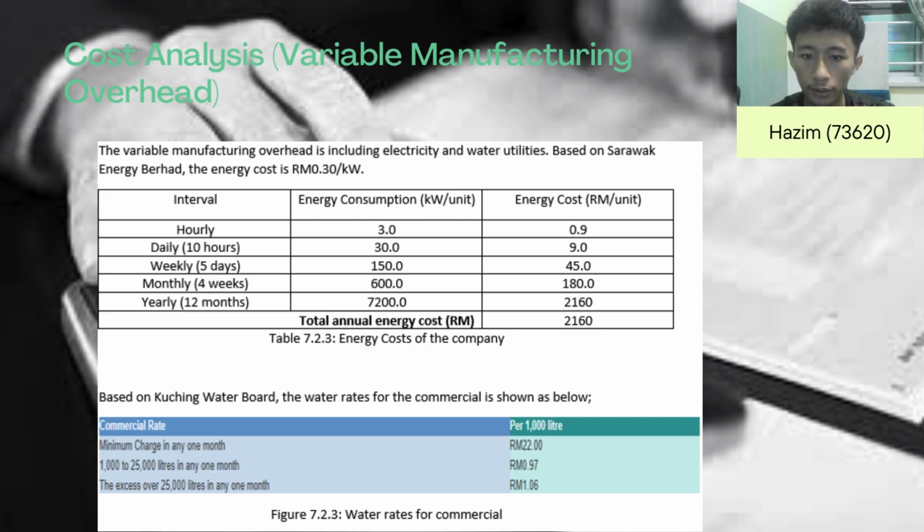So below is the variable manufacturing overhead. The variable manufacturing overhead includes electricity and water utilities. Based on Sarawak Energy Berhad, the energy cost is 30 cent per kilowatt, as shown in table 7.2.3 for energy cost of the company. Next, based on Kuching Water Board, the water rates for the commercial are shown as below.